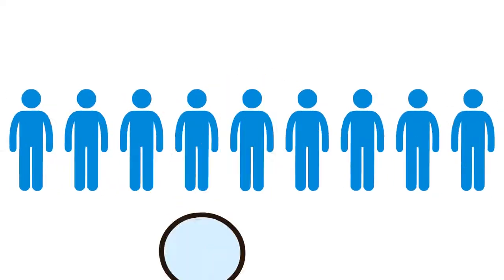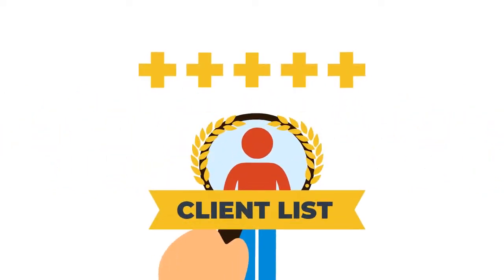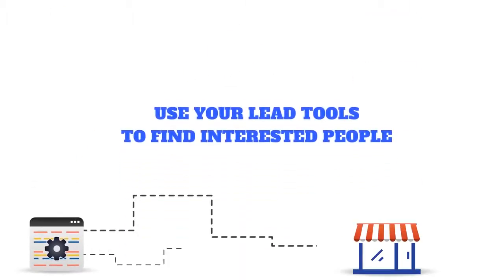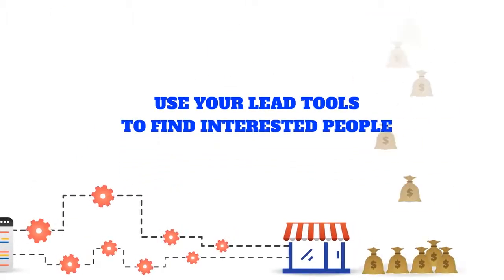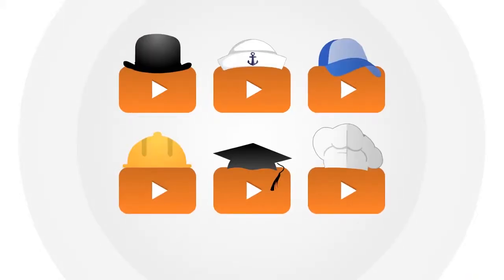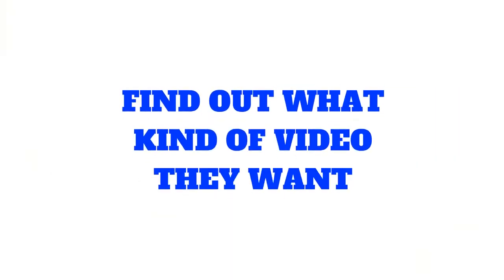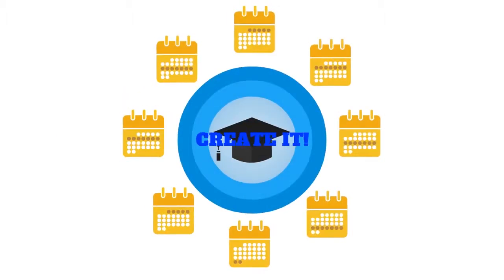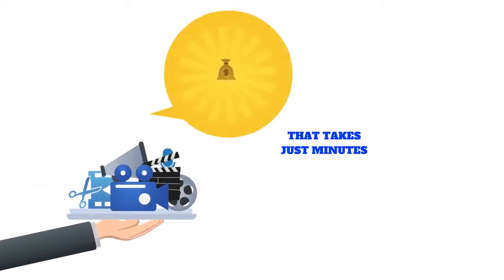You can reach out to existing clients, or use one of your lead tools that you probably already own to find people who are interested in video. Step 2, you'll find out what type of video they want and create it. And the best part of VidVamp is you're not limited to just one style of video. After you figure out your client's needs, you'll just need to create a video, and that takes just minutes.